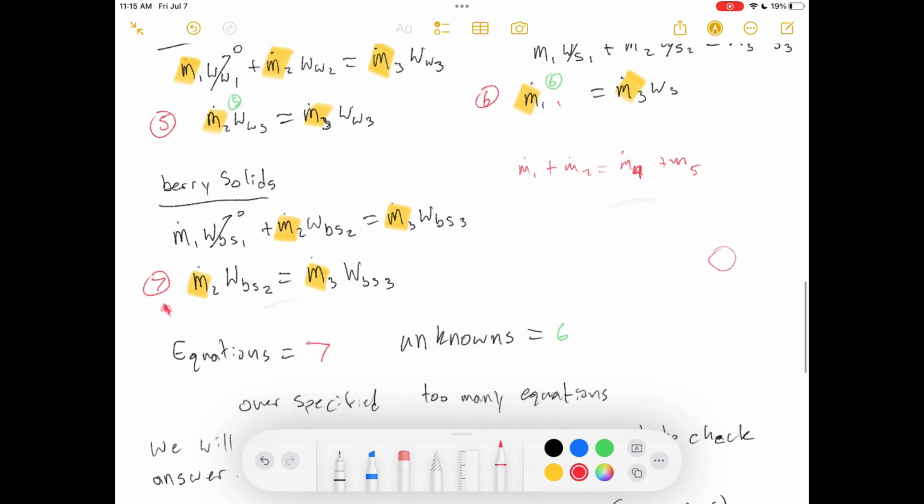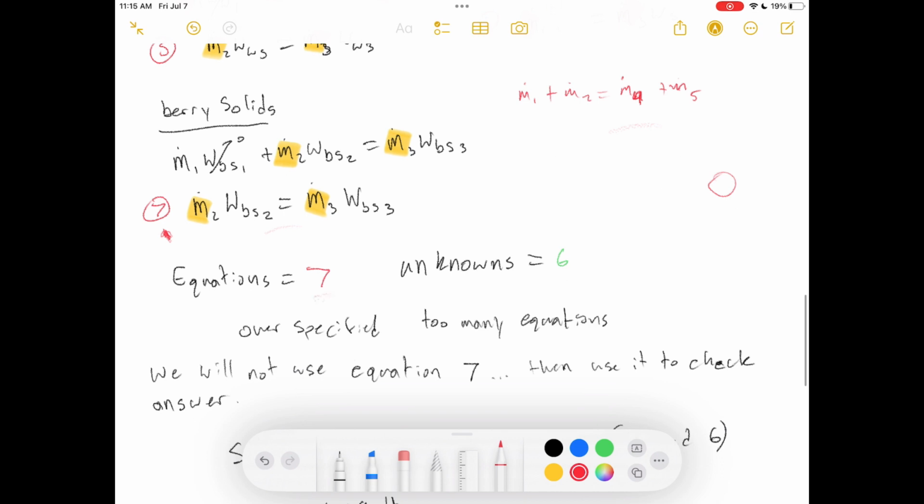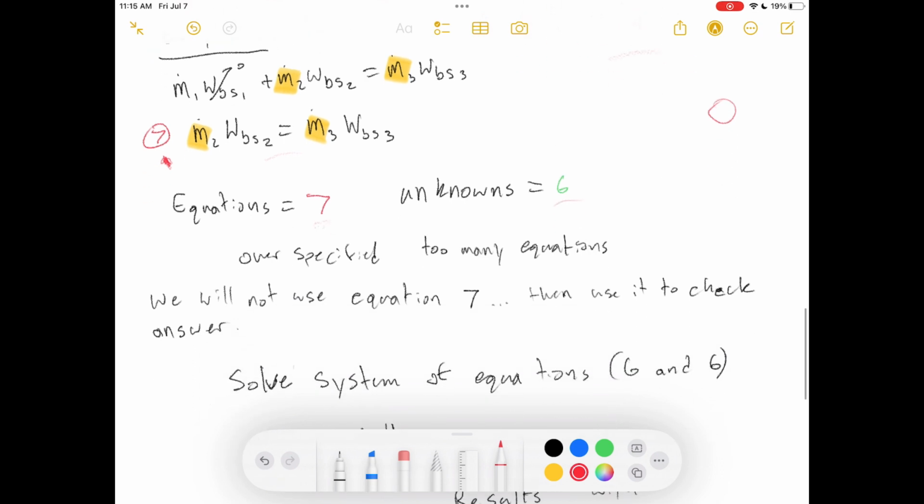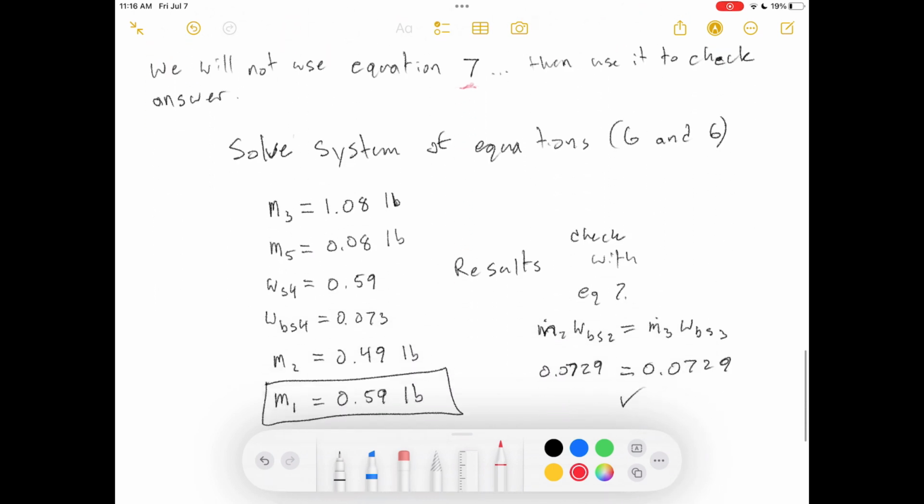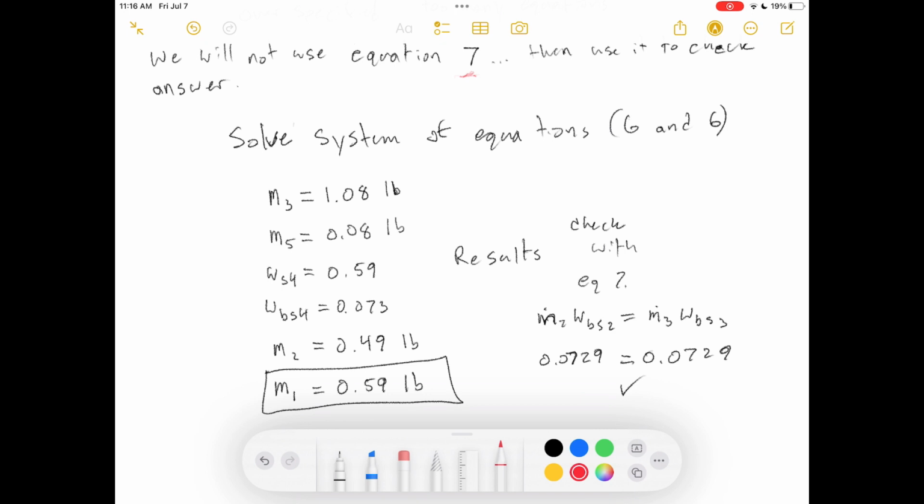So I've got 7 equations here. I've got 6 unknowns. So we overspecified it. So we'll not use equation 7 when we solve. I'll just use equations 1 through 6, and then I will use equation 7 to check my answer and see if it makes sense. Okay. So I solved the system of equations using linear algebra. Just 6 equations, 6 unknowns.